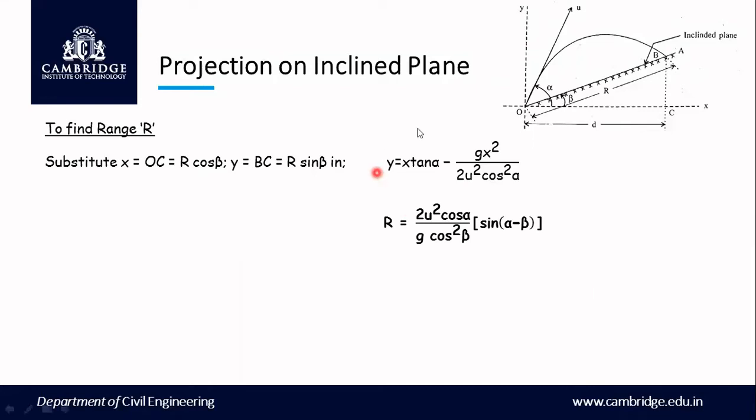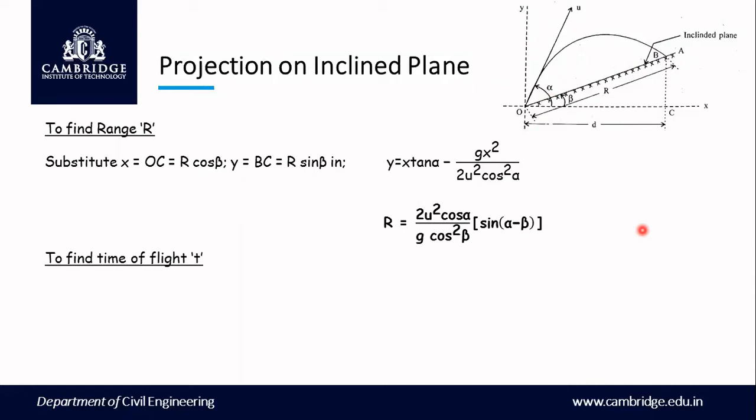Okay, so this is the final equation for the range in an inclined plane, where alpha is the angle of projection and beta is the angle of the inclined plane. Okay, then to find the time of flight. Once we are done with range, we need to find the time of flight.